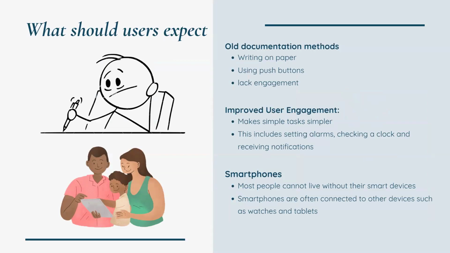The average user prefers modern interfaces because they are more efficient, engaging, and intuitive. Touchscreens have largely replaced keyboards because they allow for more natural interactions. Smartphones, for example, provide visual and auditory feedback for tasks like setting alarms or checking notifications. This seamless interaction makes users feel in control.